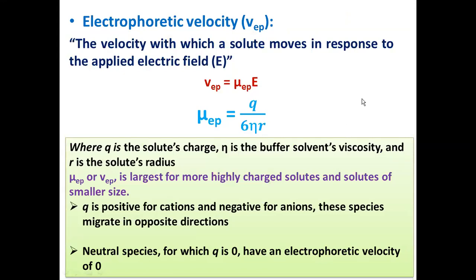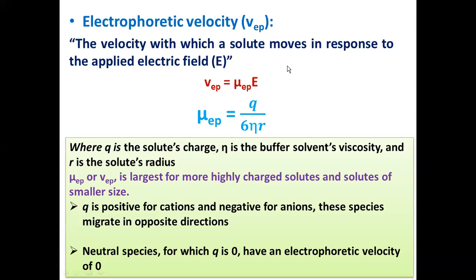So during electrophoretic mobility, each and every solute will be moving with its own velocity. That velocity is called electrophoretic velocity. This electrophoretic velocity is with respect to the solutes, not with respect to the species of buffers. It is denoted by VEP. That is related to the magnitude of the electric field strength, denoted by E, and the electrophoretic mobility. So the electrophoretic velocity of any solute means the velocity with which a solute is moving in the capillary tube.